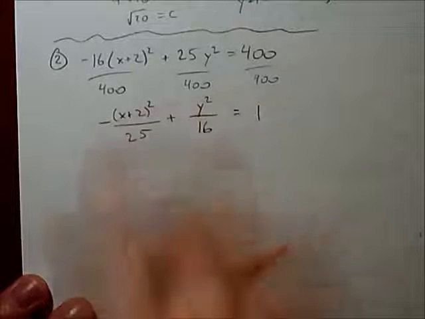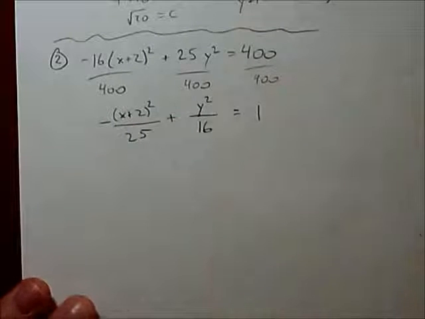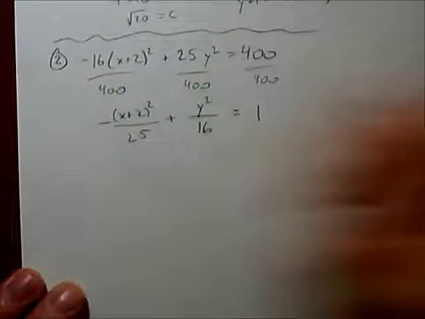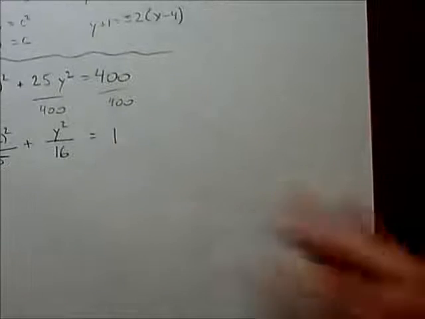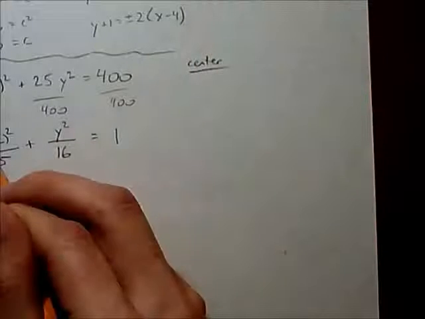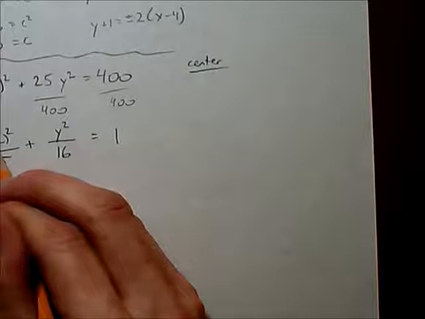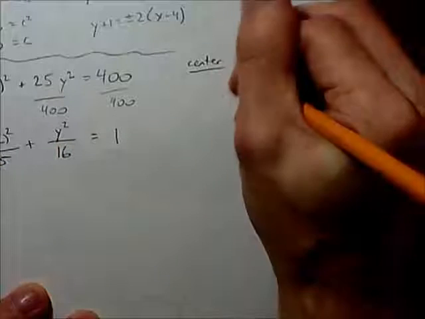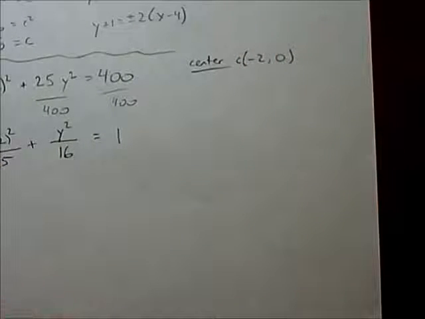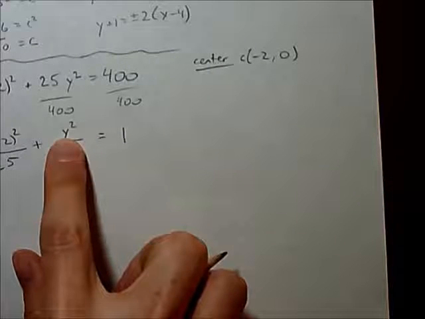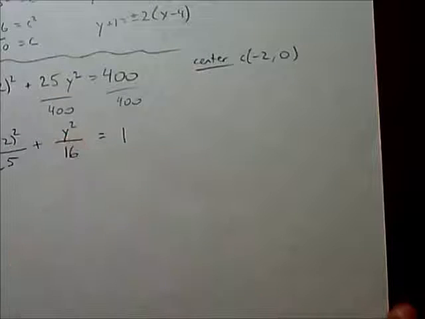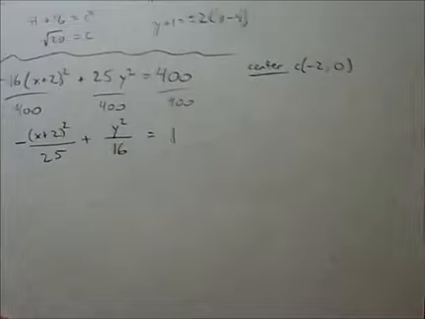Now, we're in standard form, so we're going to do the same thing we did on the last problem. I'm going to get the center, which is at left 2 and up 0. So the center is at negative 2, 0. Don't worry if there's not a number next to y. You can think about that as y minus 0 squared. There's our center.